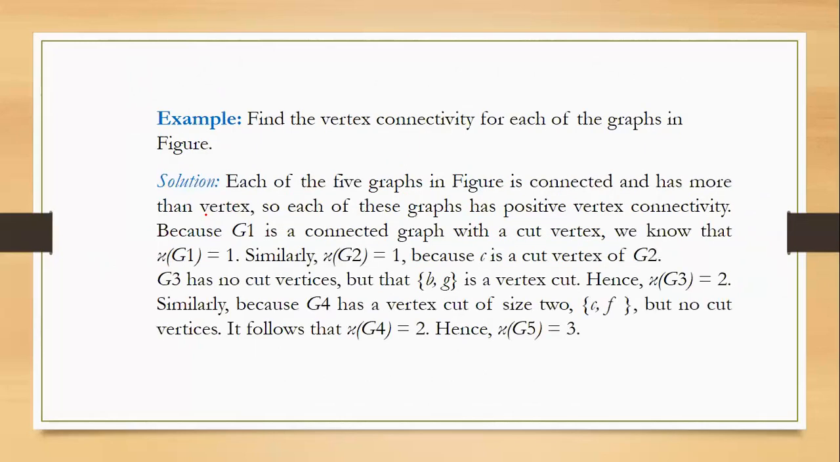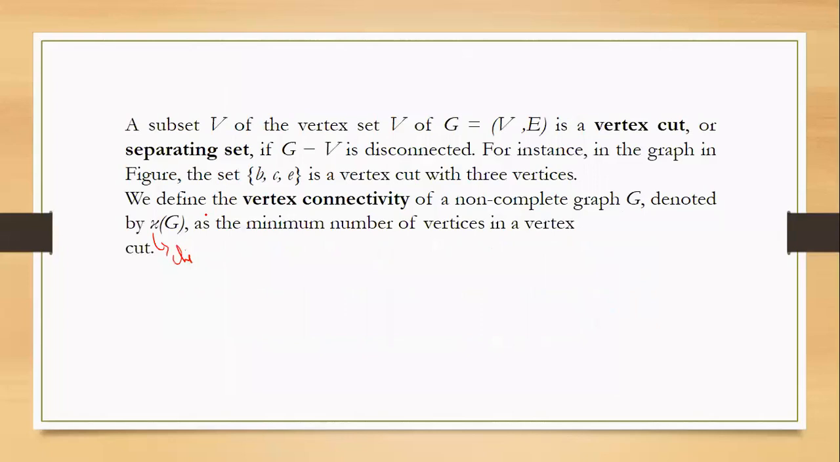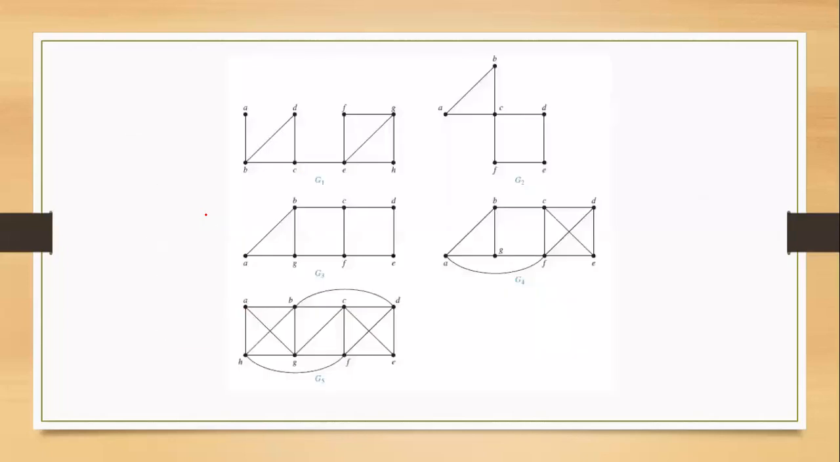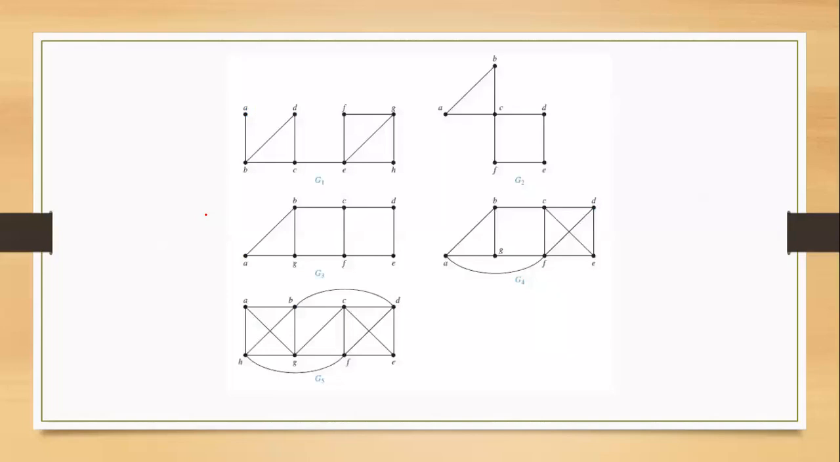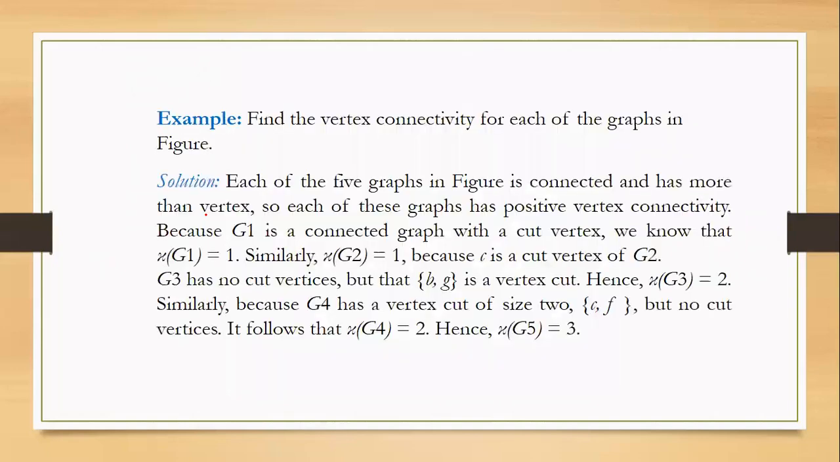Now after that, find the vertex connectivity for each of the graphs in the figure. So what do you mean by vertex connectivity? Vertex connectivity is the minimum number of vertices in a vertex cut. So for G1, the minimum number is 3. But we also know that even if we remove one vertex, suppose I am removing B, then also our graph will be disconnected. So in that case, the minimum number is 1.